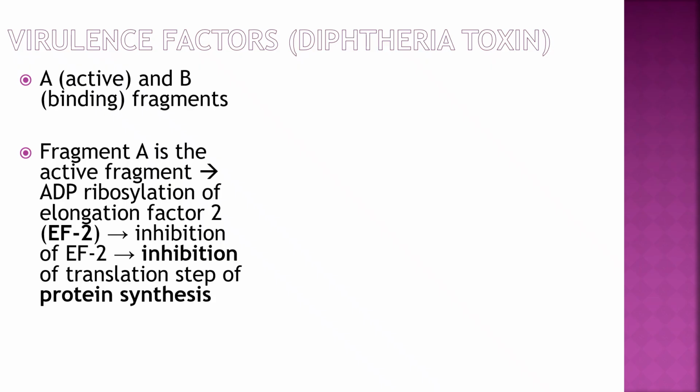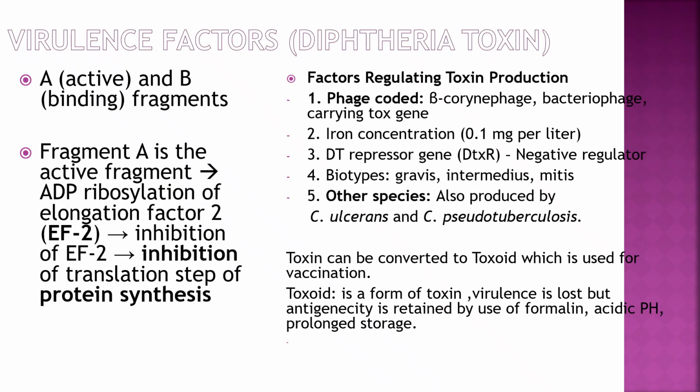So inhibition of the translation step of protein synthesis is the mechanism of diphtheria toxin. The factors regulating this toxin production are: the phage-coded bacteriophage, also called beta corynephage, which carries the tox gene; then iron concentration, which should be 0.1 milligram per liter, and if the iron concentration is increased, it has a negative effect; then the DT repressor gene, that is a negative regulator.